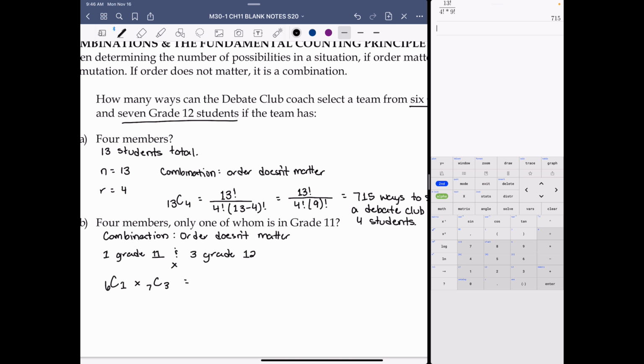Then we calculate that. We do 6C1 as a combination, and we are choosing 1 from 6, which is 6 different ways to get that, times 7C3, we're choosing 3 from 7 as a combination is 35, and then 6 times 35 is 210 ways to select a team of 4 with 1 grade 11.